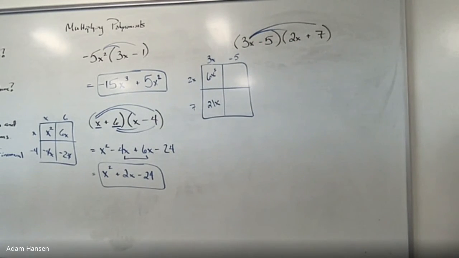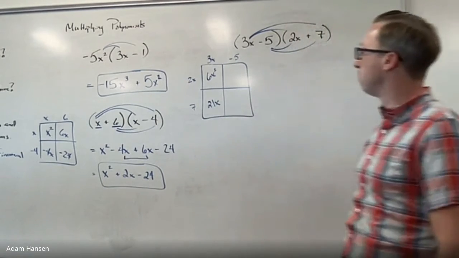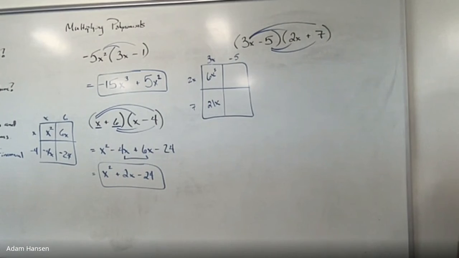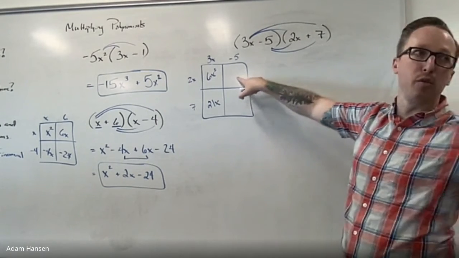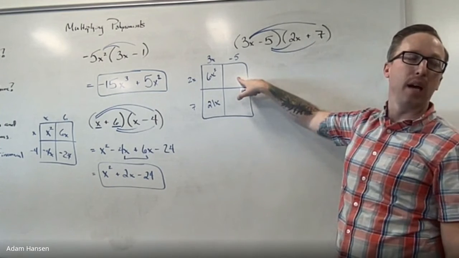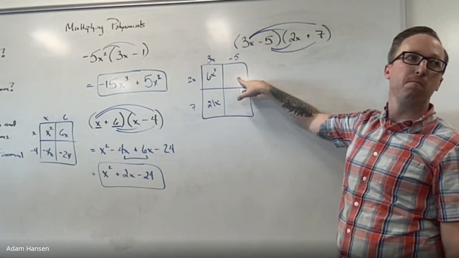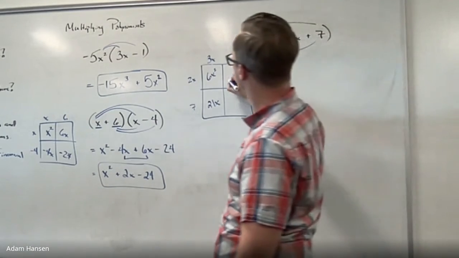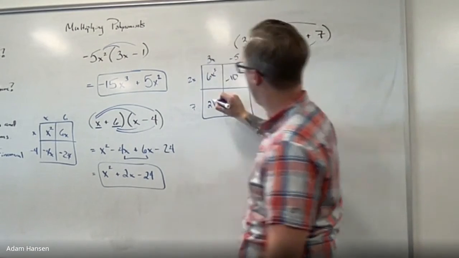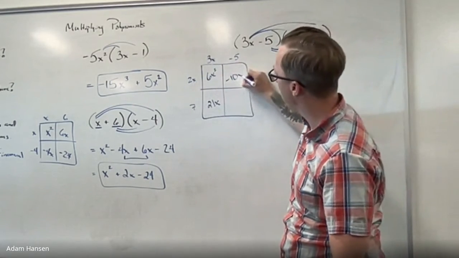I distributed 3x times 2x plus 7. We'll do the same thing with negative 5 times 2x and 7. Well, so what's negative 5 times 2? Negative 10. And I also need what, though? 2x and negative 5 make negative 10x.